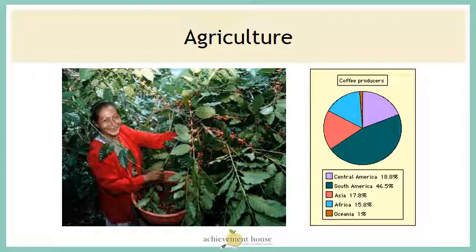Remember I asked you about coffee drinking at the beginning of this lesson? Coffee bean production has a major impact on the Central American economy. Take a look at this pie chart. Which section of this pie chart represents Central America? 18.8% of the coffee beans produced around the world come from the Central America region.